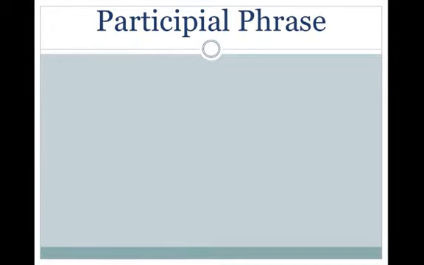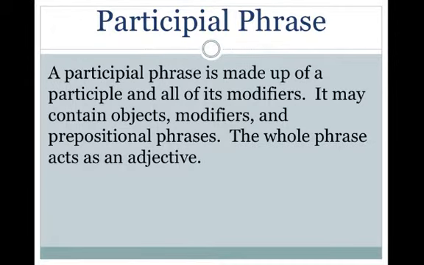Participle phrase. A participle phrase is made up of a participle and all of its modifiers. It may contain objects, modifiers, and prepositional phrases, but the whole phrase acts as an adjective.